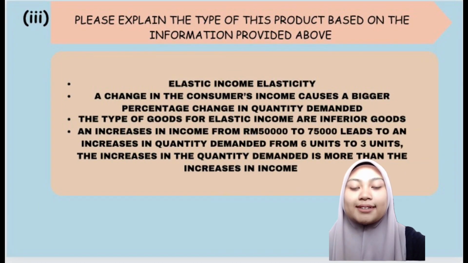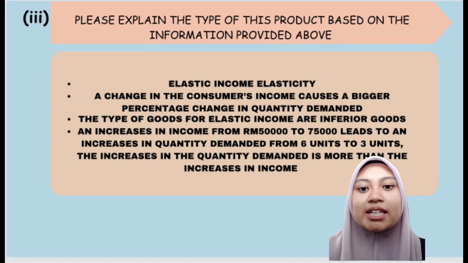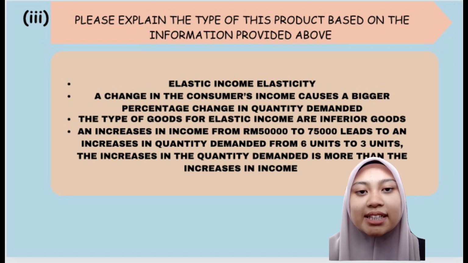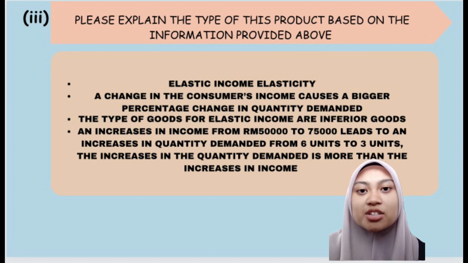Question number 3 is, please explain the type of this product based on the information provided above. So the type of this product is elastic income elasticity. The change in consumer income causes a bigger percentage change in the quantity demanded. The type of good for elastic income is inferior goods, and the increase in income from 50,000 to 75,000 leads to a change in quantity demanded from 6 units to 3 units. The change in the quantity demanded is more than the change in income. So that's all from me now.